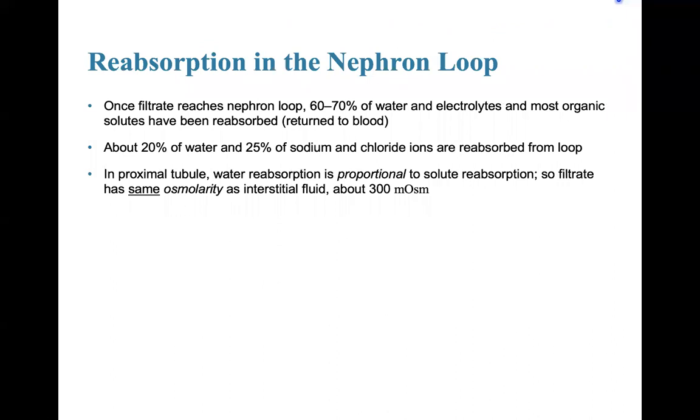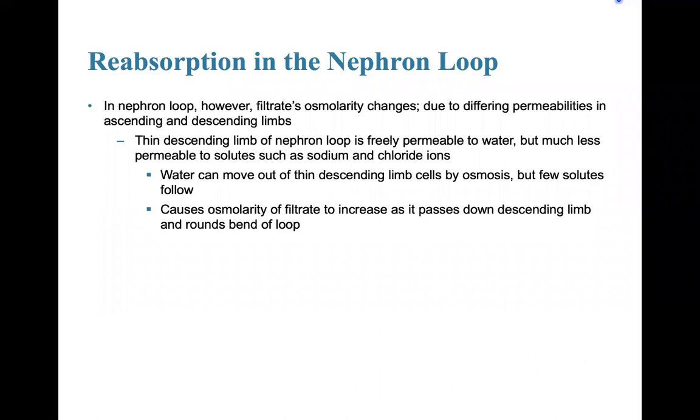So now let's talk about reabsorption in the nephron loop. Once filtrate reaches the nephron loop, 60 to 70% of water and electrolytes have already been reabsorbed and returned to the blood. About 20% of water and 25% of sodium and chloride ions are reabsorbed from the loop. In the proximal tubule, water reabsorption is proportional to solute reabsorption. So filtrate has the same osmolarity as the interstitial fluid, which is about 300 milliosmoles.